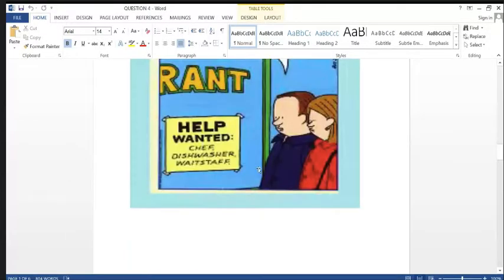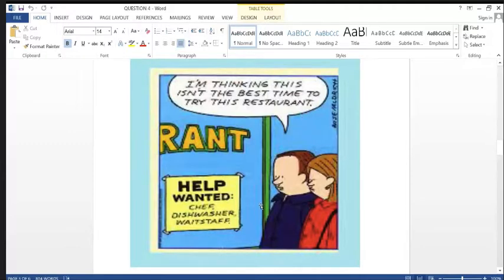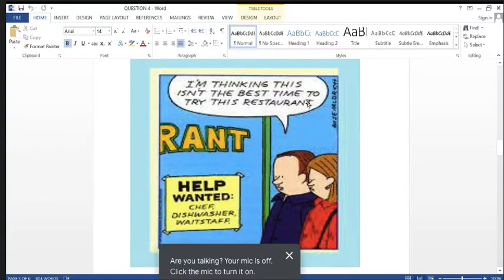This time, again, it's not text, but I believe every time I use this particular example for inferences, it would be easier for students to imagine what inference is all about. Now, we have here a couple standing in front of a restaurant with a notice, help wanted: chef, dishwasher, and wait staff, right? And this man is saying, I am thinking this isn't the best time to try this restaurant.